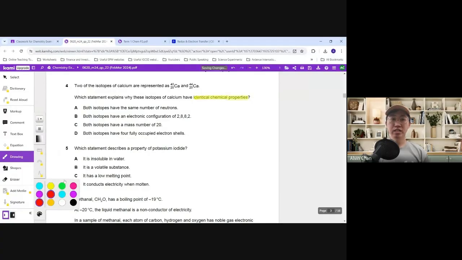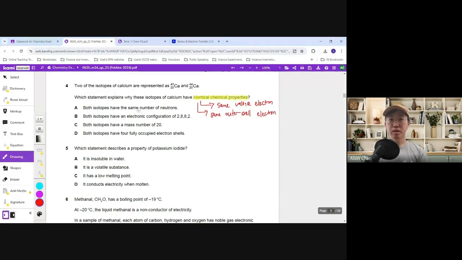Know what answer is this? Or same valence electron. Sometimes they don't want to use the word valence. They will use the word same outer shell electron. So right, same outer shell, which is valence. Then you write electron. Okay.